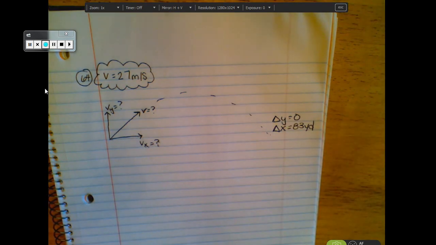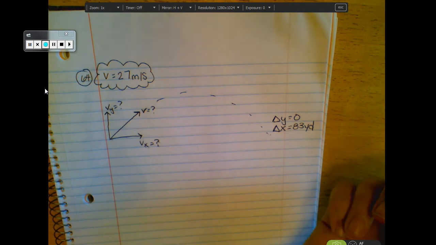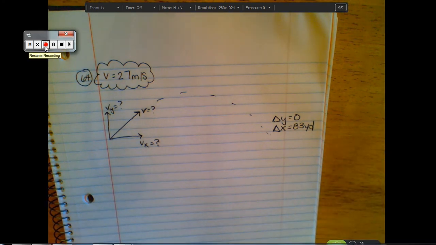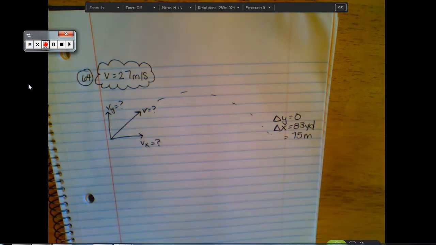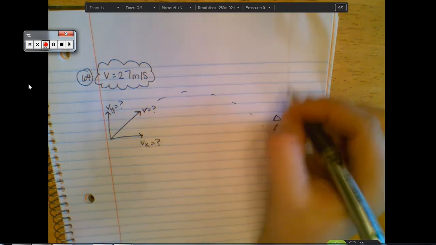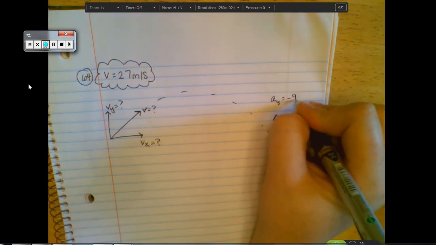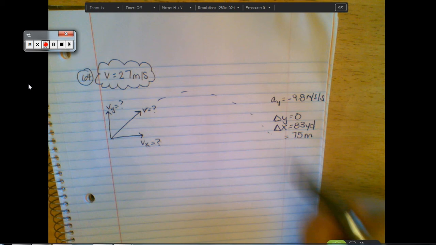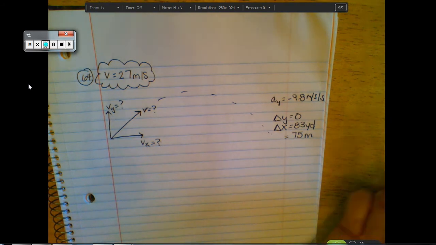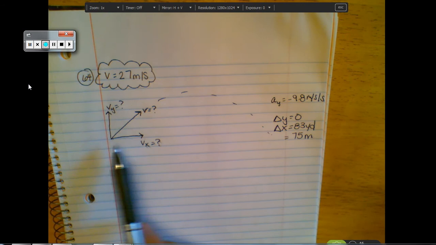Okay, let's go ahead and turn that into meters. Since we know that 1 yard is about 0.9 meters, I'm going to do 0.9 times 83, and we get delta x equals approximately 75 meters. I'm just going to go with that. We also know that ay is negative 9.8 meters per second squared. So I think this is probably going to give me enough information to find either Vx or Vy.